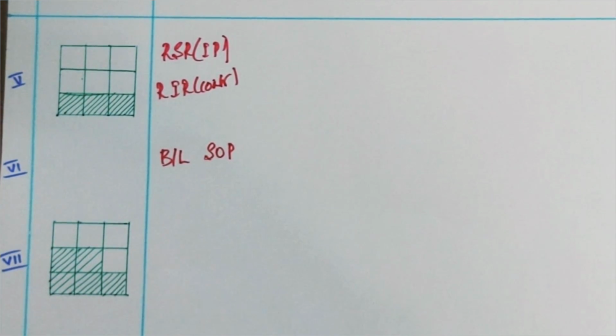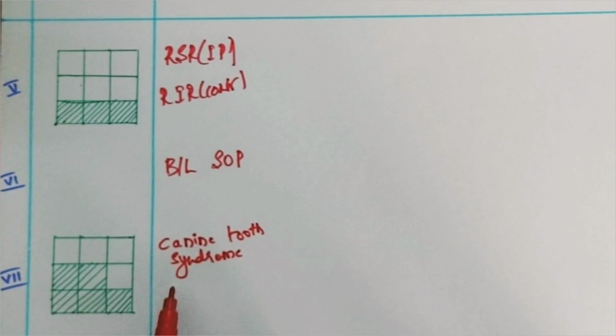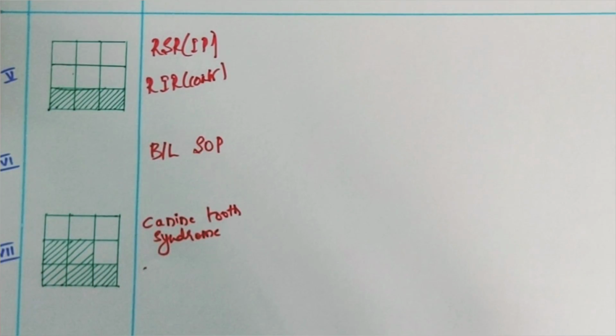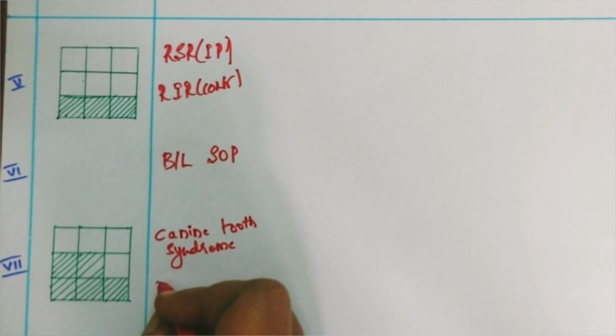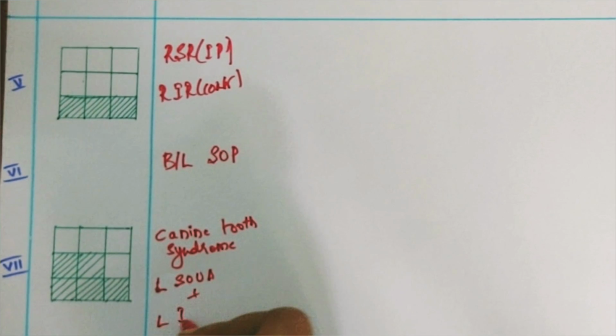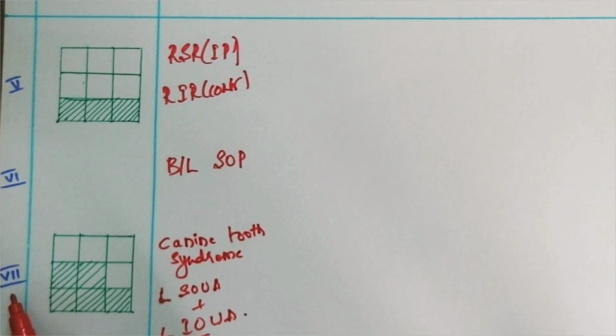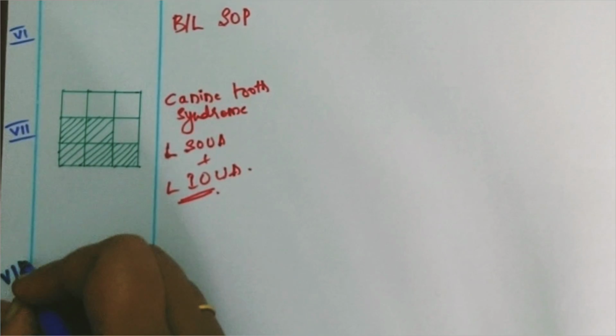Coming to class 7, it is also called canine tooth syndrome. It usually occurs secondary to trauma to the trochlear region, most commonly secondary to a dog bite. So here the patient will have both superior oblique and inferior oblique underaction. So the patient has left superior oblique underaction along with left inferior oblique underaction. So this canine tooth syndrome, or class 7 of the superior oblique palsy, is a differential diagnosis for Brown syndrome. We have one more classification which was added recently, that is class 8.